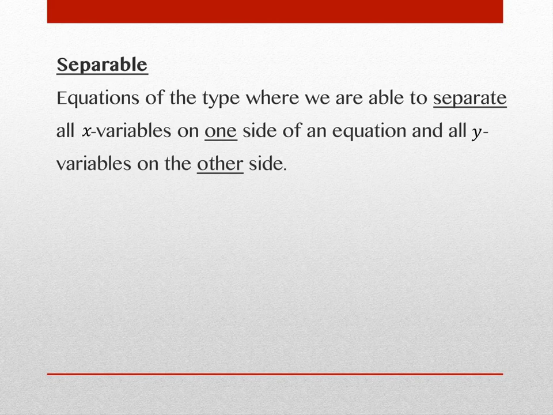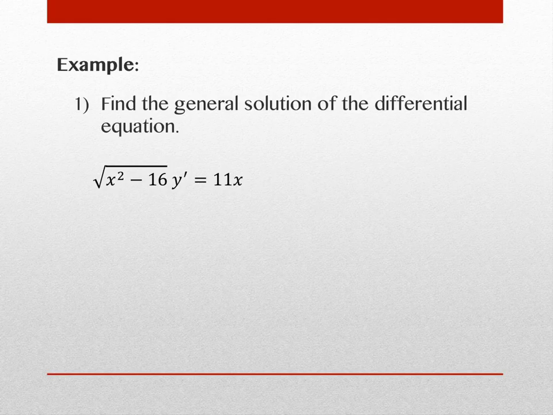So let's take a look at an example. Some of these things you're going to feel like, isn't this kind of like what we've done already? And the answer is yes, we're building upon it. So these are similar things. We're going to find a general solution. General solution means we're going to have that plus c at the end of the equation: square root of x squared minus 16 y prime, excuse me, equals 11x.